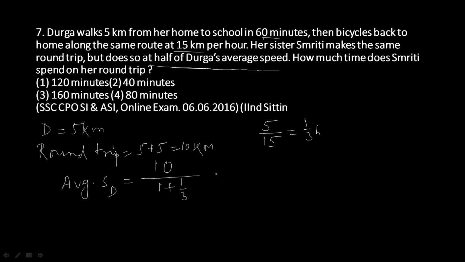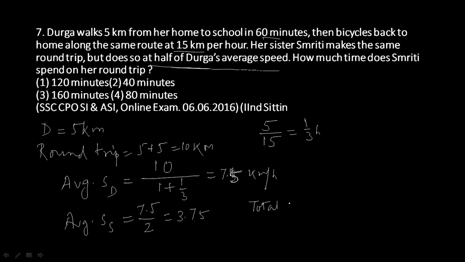Average speed of Durga is 5 plus 5, so 10, upon 1 hour plus 1 by 3 hour, right? So it will be 7.5 km per hour, right? So it says Smriti's average speed is half of Durga's. So the average speed of Smriti is 7.5 by 2, which means 3.75, right? So the time taken by Smriti is equal to 10, the total distance, upon 3.75, the speed.